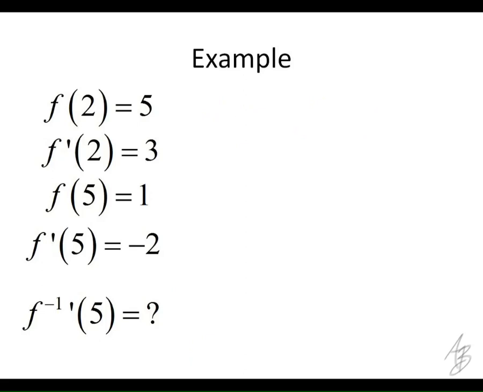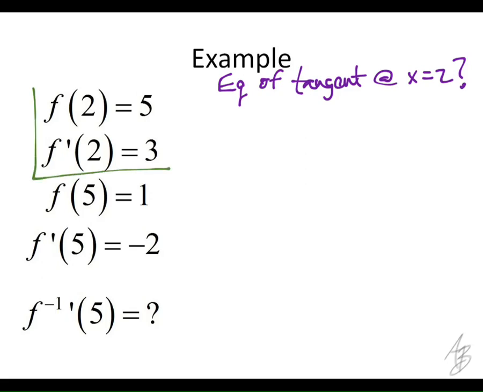Okay, one other question about this situation. What is the equation of the tangent line to the original function at x equals 2? Alyssa? You can just use the slope, which is 3, and use the point (2, 5). Perfect. So the information that we need for that is right here.